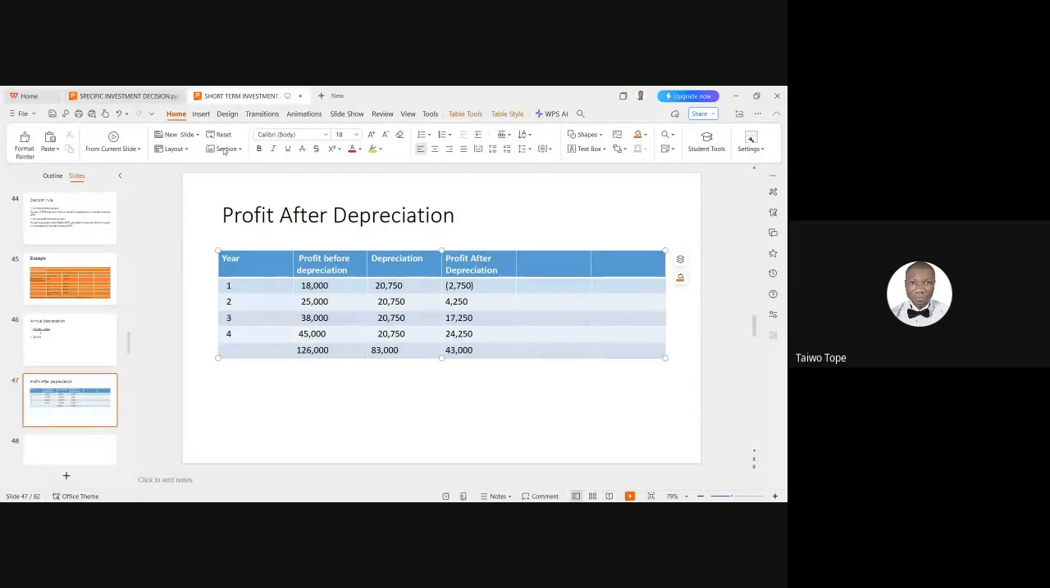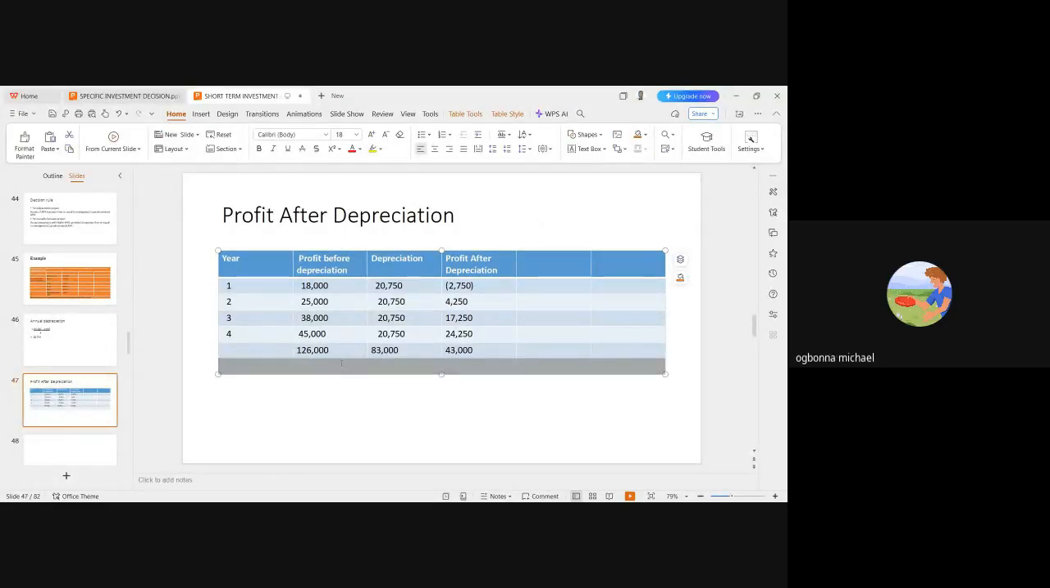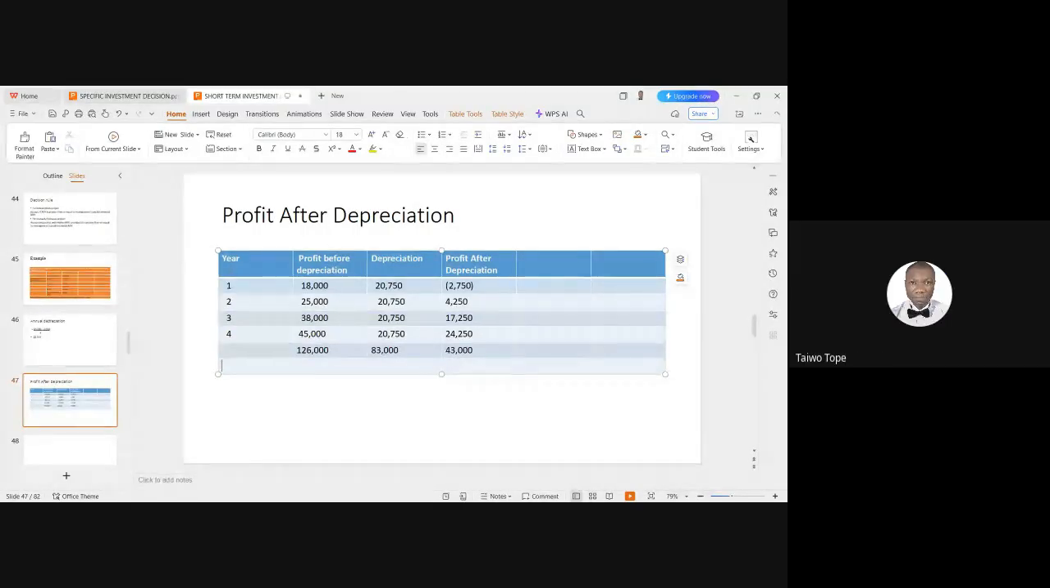Now, for you to calculate your average profit, what will you do? The total profit after depreciation is divided by what? By 4, sorry. So, average profit. The number of years is 4, so the average will be what? 43,000 divided by 4. The result will be what? 10,750.